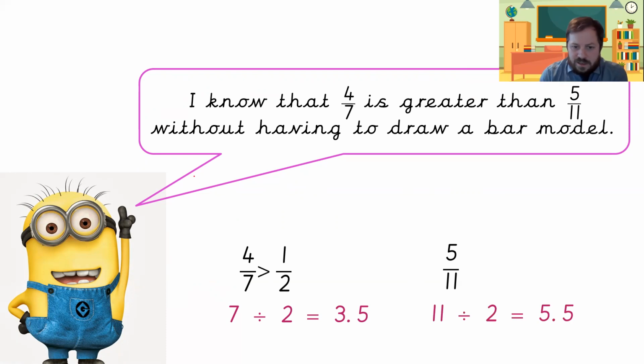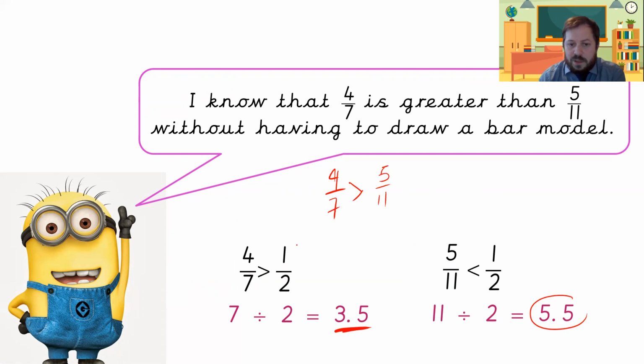So what you're saying is this 4 here is bigger than 3.5. So this entire fraction is larger than a half. Whereas this number is smaller than 5.5. So 5/11 is smaller than a half. If this one is larger than a half and this one's smaller than a half, then this one must be bigger than this one. So 4/7 must be bigger than 5/11 because we are comparing them to a half each. One is smaller and one is greater than. We know that when we compare the two of them together, they're the same.